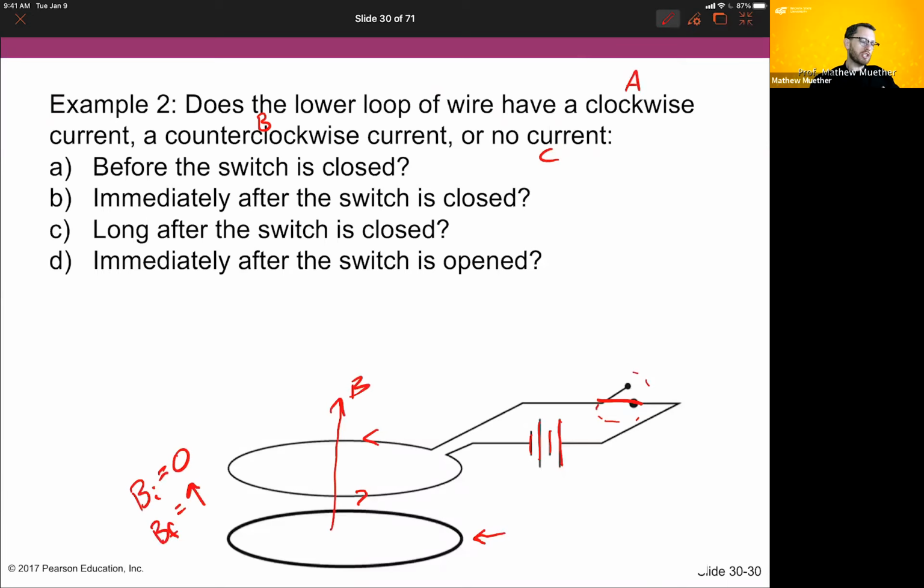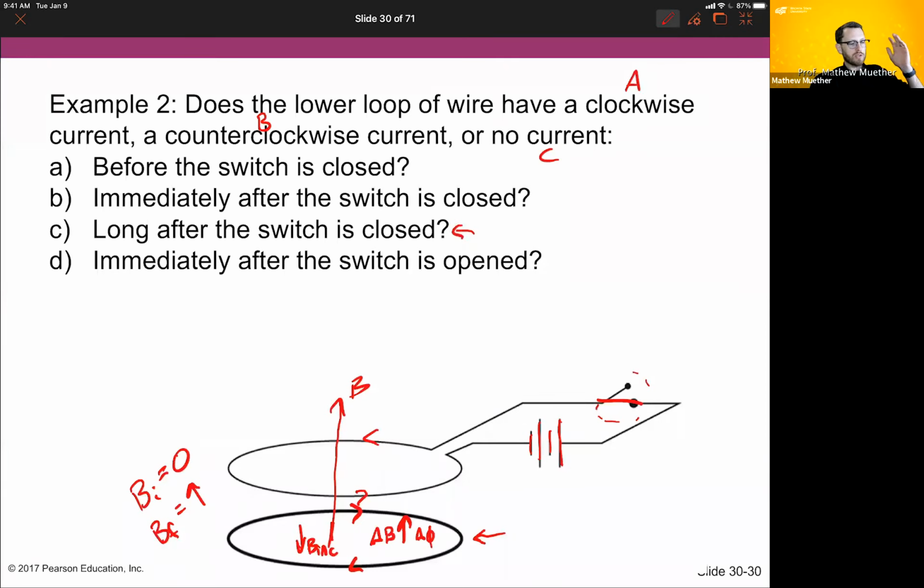That same field is going to penetrate through that lower window there. So I'm going to have a change in the magnetic field that points upwards. It went from 0 to pointing up, so there's a change in magnetic field after that switch is closed that points upwards. That also indicates a change in flux. That means the induced field has to point downwards. It has to oppose that change in the magnetic field. To create that downwards pointing magnetic field, I'm going to have the current circulate in the clockwise direction, the opposite direction of the current in the upper loop.